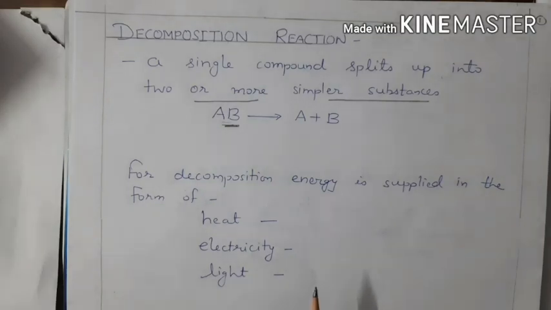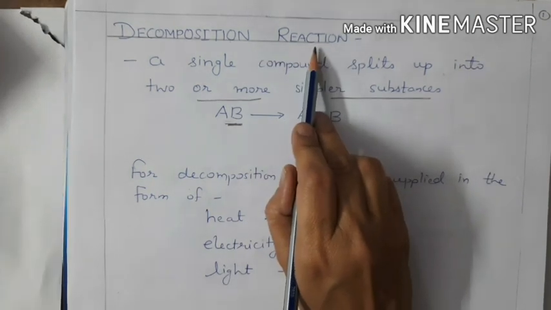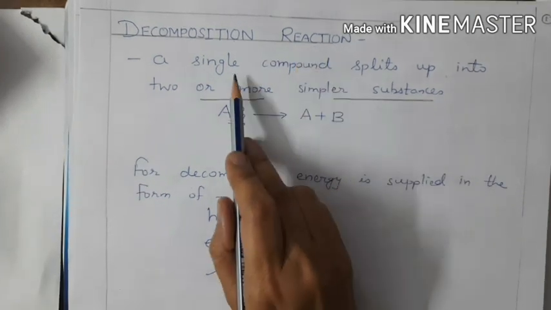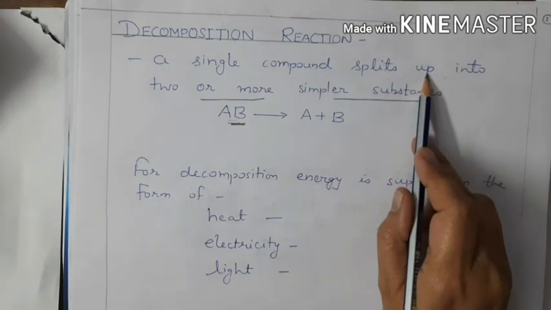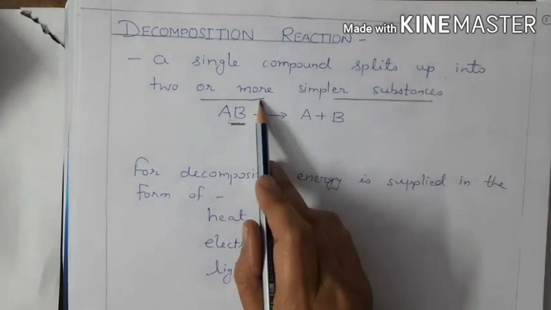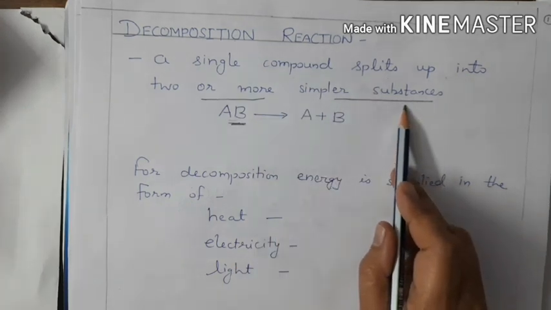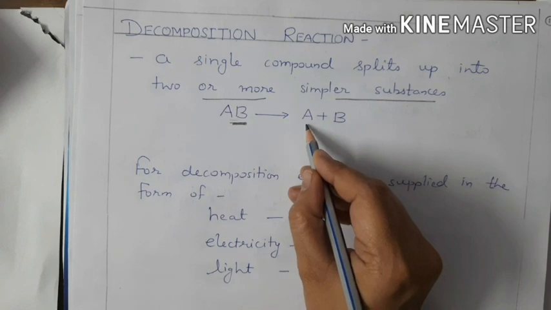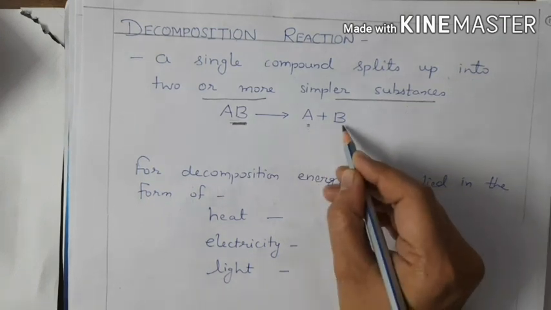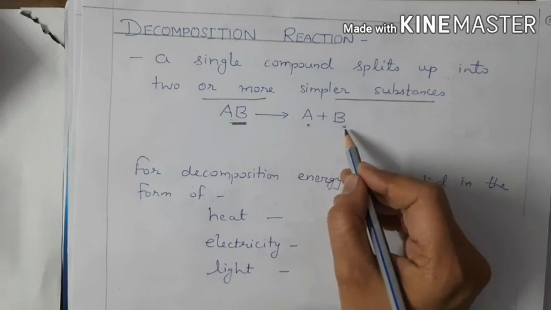In this video, I'm going to discuss the next type of reaction, that is decomposition reaction. Decomposition reaction is a reaction in which a single compound splits up or breaks down into two or more simpler substances. For example, let us say a compound is represented as AB. When it undergoes a decomposition reaction, it splits up or breaks down into A and B. Hence, it is represented as A plus B.